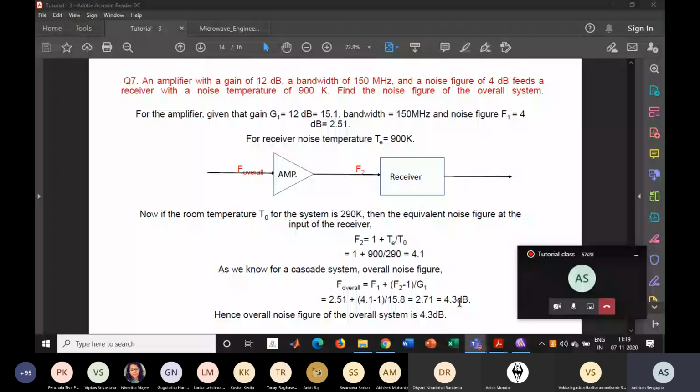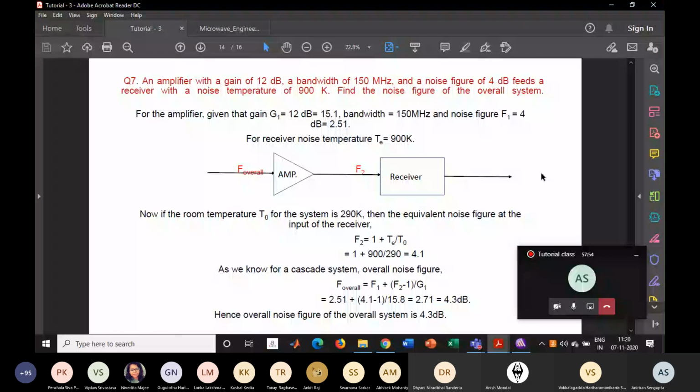This is the straightforward equation you can use for the overall noise figure, which is given in the book. From this equation you can find the overall noise figure of the system. So that goes for the first question. This is a very simple question. In the second question, you have to do some mathematics.